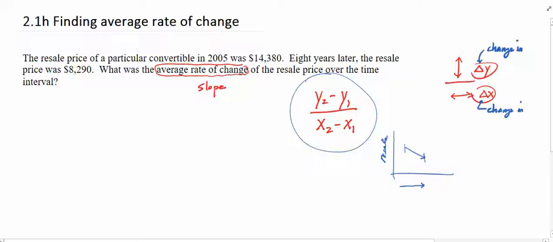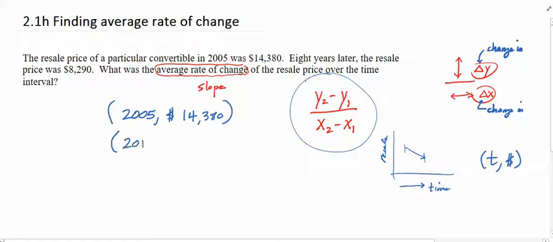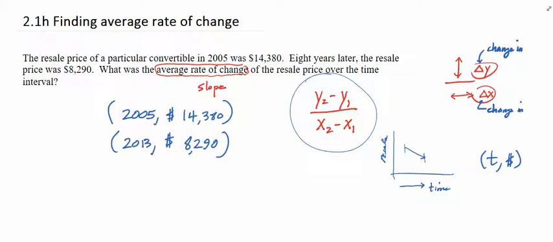So let's do this. Since this is time down here, and this is the resale value right here, that means that my x is t and my y is the money, right? The resale value. Okay, so let's go ahead and write a couple of coordinate points. In the year 2005, the resale value was $14,380. Then, 8 years later, in the year 2013, the resale value was down to $8,290. So, all they want to know then is what is the average rate of change from here to here.